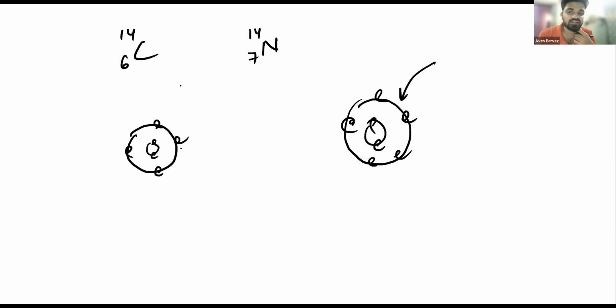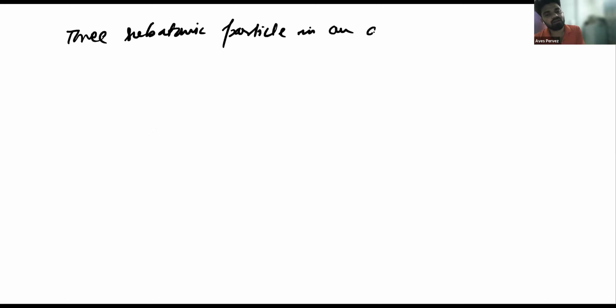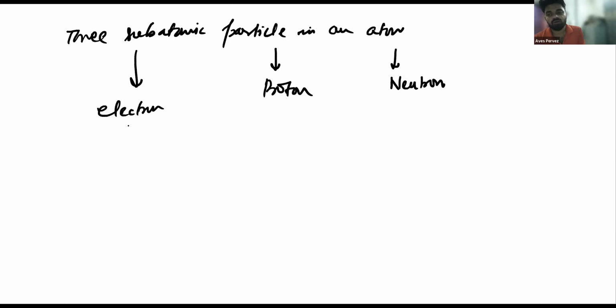And what is that thing that makes the mass of an element different? Let me explain. There are 3 subatomic particles in an atom. The first one is the electron, the second one is the proton, and the third one is the neutron. This is negatively charged. This is positively charged.